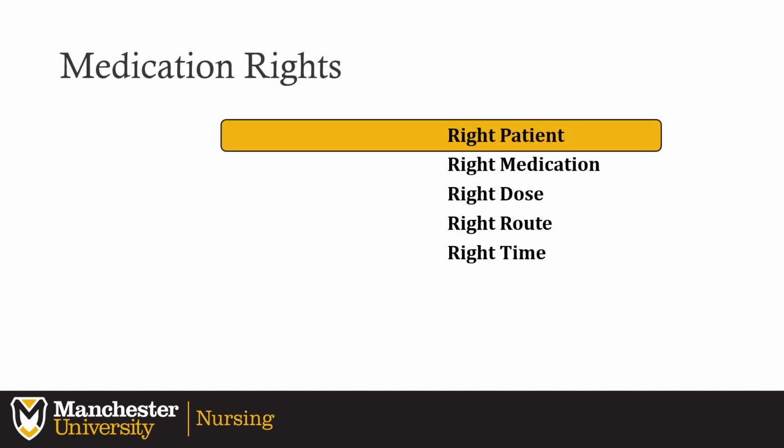Medication rights are also an essential component of medication delivery. So we have to make sure that we give the medication to the right patient, and we have to check 2 identifiers to make sure that we have the right patient. This might be name, birth date, or medical record number.